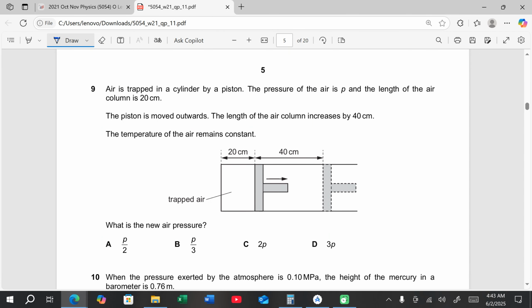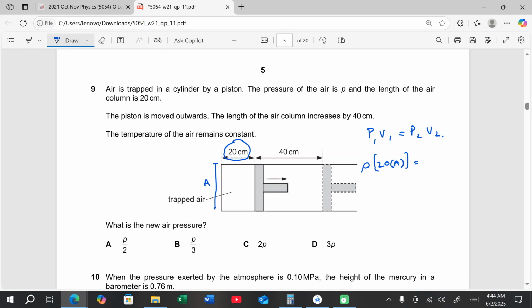Air is trapped in a cylinder by a piston. The pressure of the air is P. The length of the air column is 20. The piston moves outward. The length of the air column is increased by 40. The temperature is constant. What is the new pressure? First of all, you will take this length as a volume because the area is constant. So area times height is going to be the volume. Let's take the area as A. So P1 V1 is equal to P2 V2. When it was 20 times A, this is the volume. The pressure was small p.